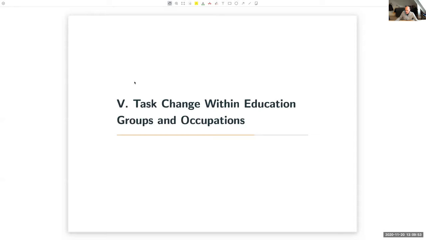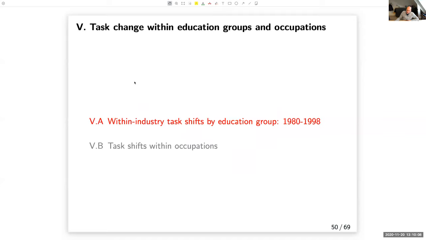Okay, so section five is about task changes within education groups and also within occupations. And both are interesting exercises, because looking at within-industry task shifts by education group is going to tell you whether or not the task shifts that we've documented in the previous section are happening also within education groups. And if that's true, and we're going to show that that's true, then that suggests that tasks are a more granular, more fundamental way to think about how technology impacts labor markets than thinking of skill as the proximate dimension through which technology affects factor demands.